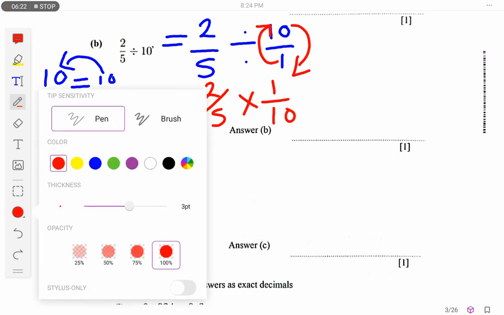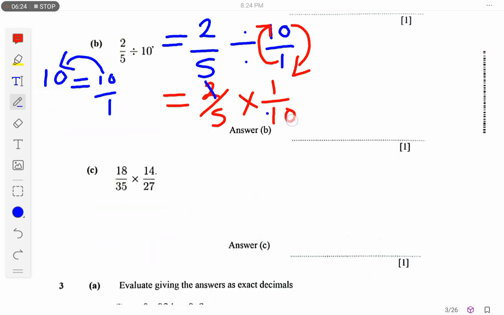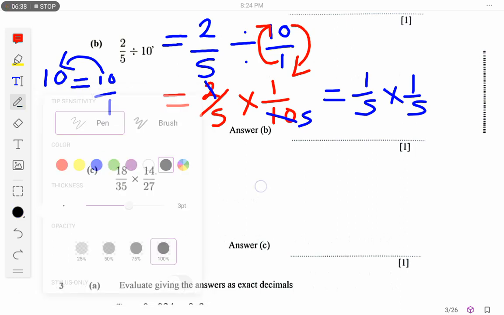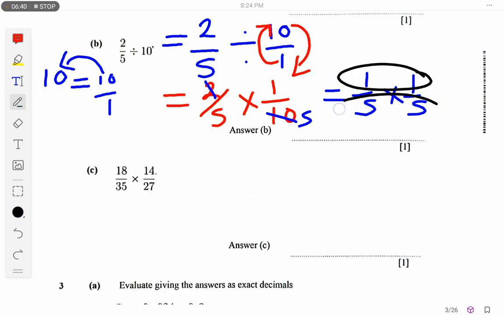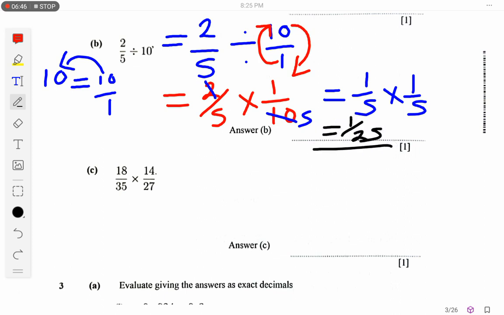Now let's simplify. 2 can go into 10, 5. And we can further simplify that. So what we have here is 1 over 5 times 1 over 5. It's like you are multiplying the top parts on their own. You are multiplying 1 times 1 here and also 5 times 5 there. So you will get 1 over 25 as your answer. You don't have to sweat much because it's just 1 mark.